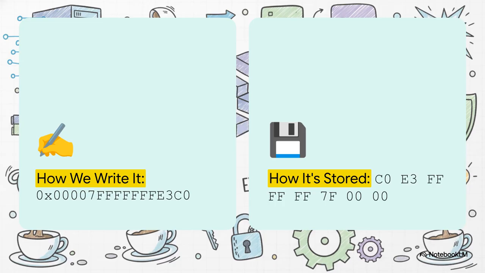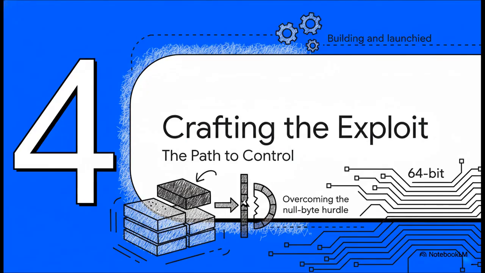It's a bit weird, but here's how it works. We write the address with the zeros at the beginning, right? But the computer actually stores it in memory with the bytes reversed. So those nasty null bytes that were stopping us, they actually end up at the end of the address in memory. This means strcpy copies all the important parts first and only stops when its job is already done. Problem solved.